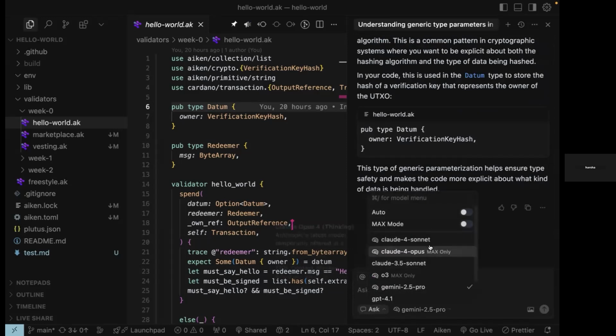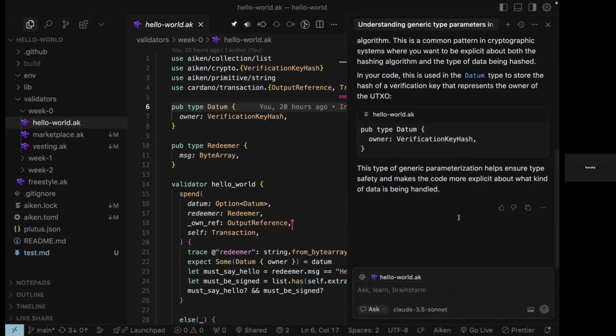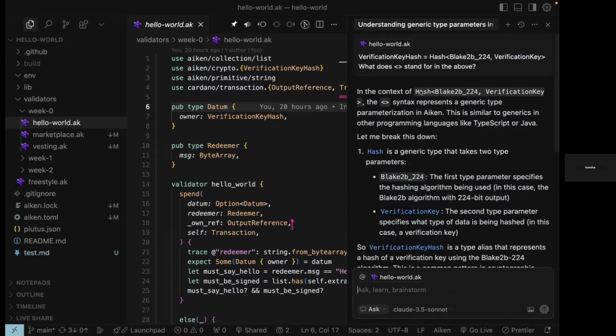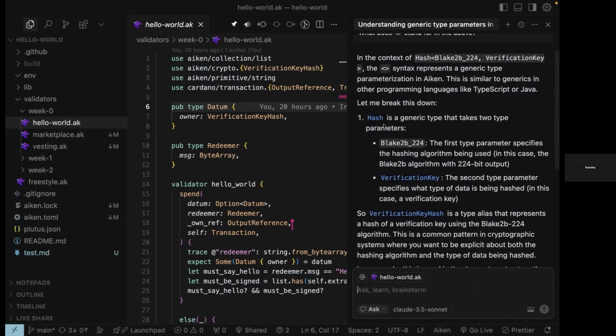I'm gonna change this to 3.5 Sonnet because that's cheapest. Okay, let's see what it's saying. In the context of this, this syntax represents a generic type parameterization in Aiken. This is similar to generics in other programming languages like TypeScript or Java. Let me break this down. Hash is a generic type that takes two type parameters, which is the algorithm type and the verification key type.